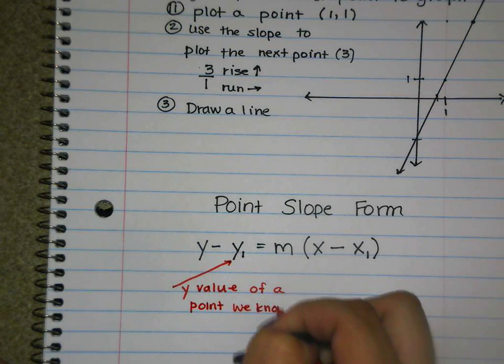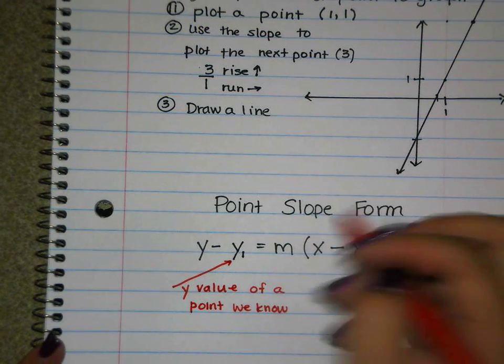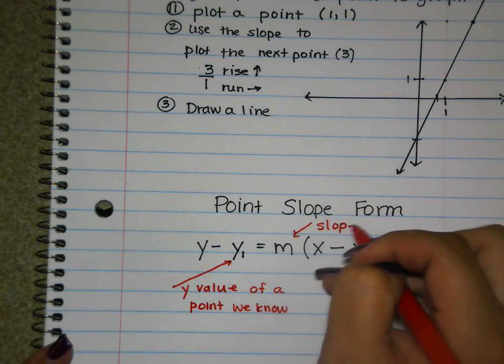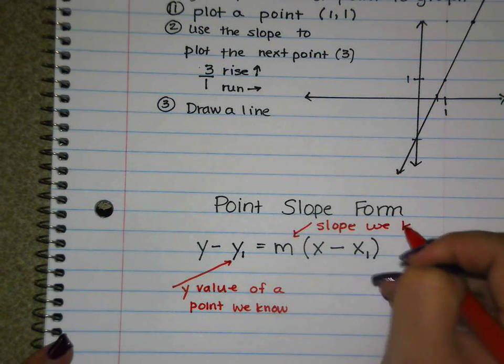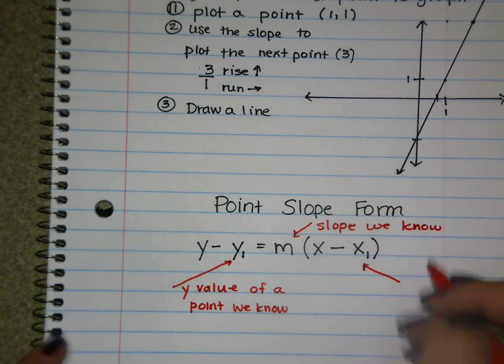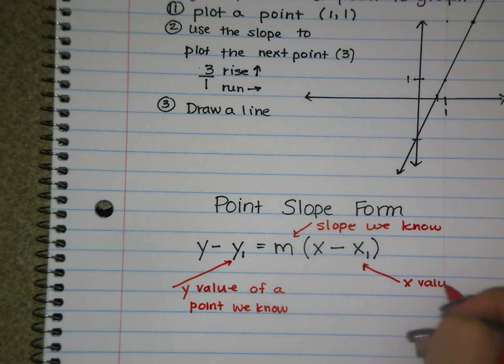If you had written in your objective, which you should have already written, it says given a slope, a line, and a point on that line, I can find the equation of a line, which is where point slope is going to be helpful. So this m right here is going to be a slope we know, and x1 is going to be the x value of a point we know.